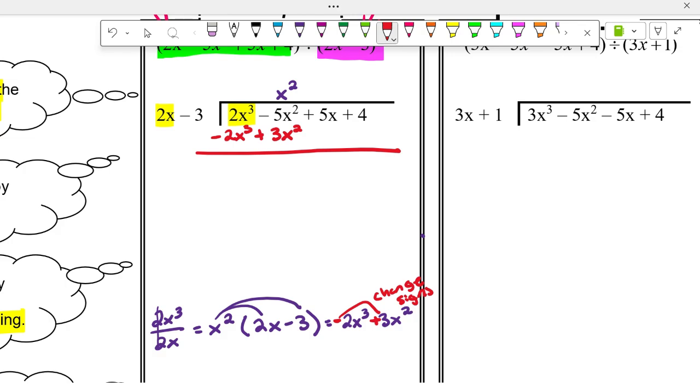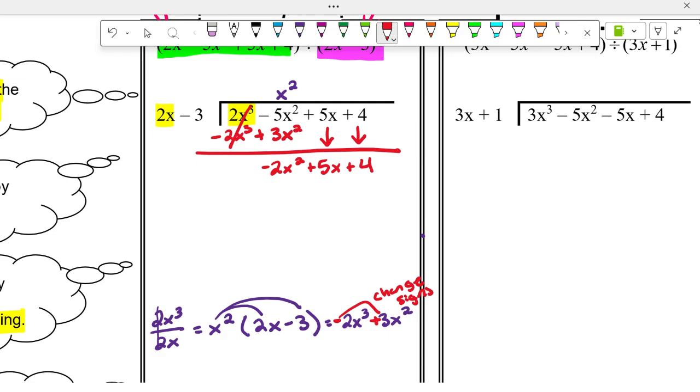What happens to the 2x cubed? So what happens to 2x cubed minus 2x cubed? It cancels out, becomes 0. That's what should happen every time you do this. The term that you divide it into should cancel out. Now, what's negative 5x squared plus 3x squared? Negative 2x squared. And then we bring down our other two terms. So it'd be plus 5x plus 4.